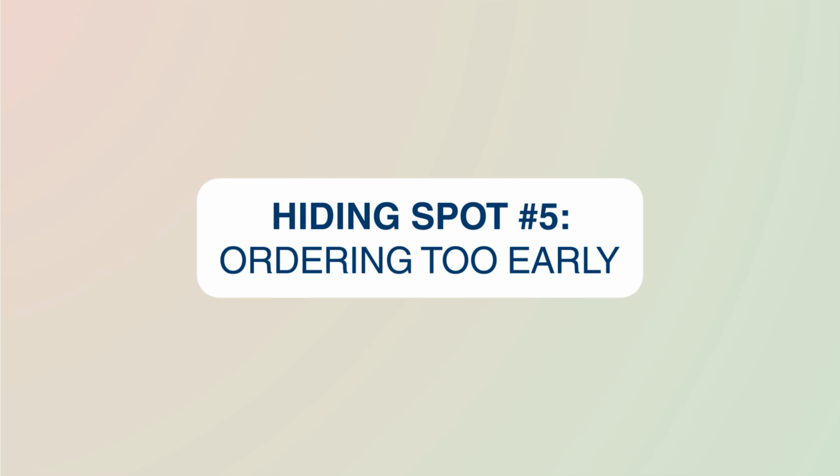And number 5, this one is sneaky, ordering too early. You place a PO 3 months before you need the product because you're nervous about lead time. The goods arrive and they sit for weeks, sometimes months. That's DIO inflation caused by poor order timing, not poor supplier performance. The fix is knowing your real lead time, not your anxious lead time. Track it, measure it, then order based on data, not fear.